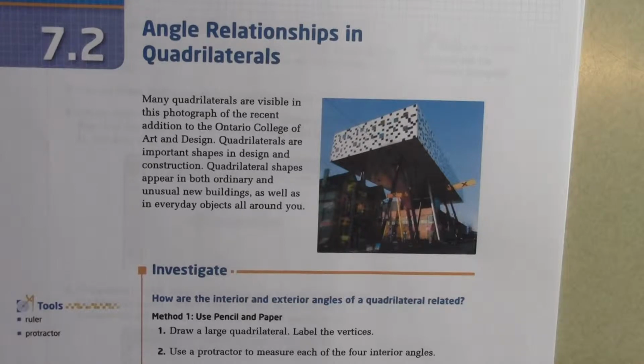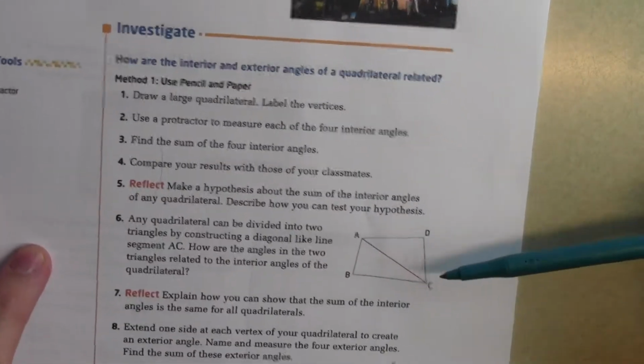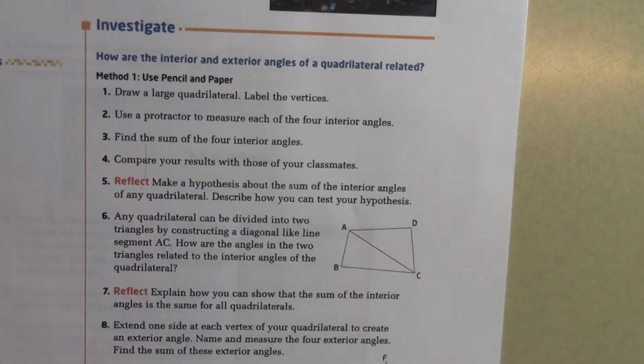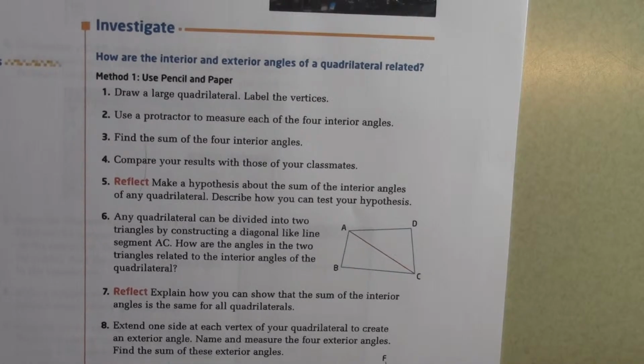Draw a large quadrilateral. Label the vertices. So here's our quadrilateral with 4 vertices. Use a protractor to measure each of the 4 interior angles. Find the sum of the 4 interior angles. The sum of the 4 interior angles are, Matthew? 360 degrees. Thank you. Compare your results with your classmates.